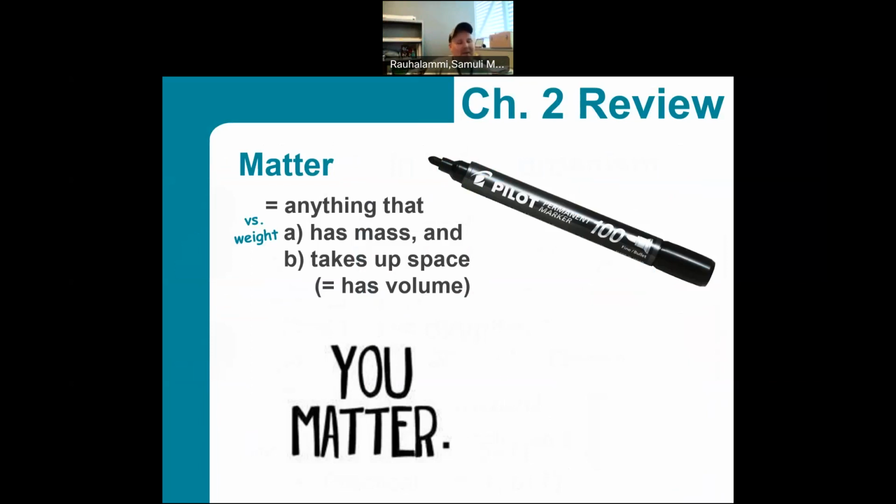What I mean by the fact that matter takes up space, one way to consider it is that we know that this marker that I have on hand does have a volume. It takes up space in the universe. Therefore, it must be made of matter. So those are the two qualities that we can use to define what matter is.